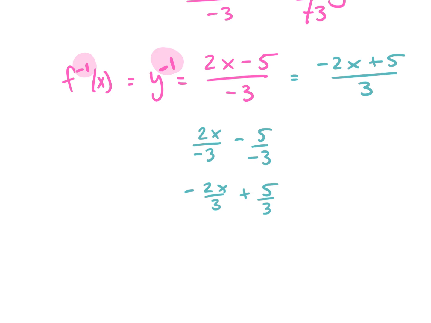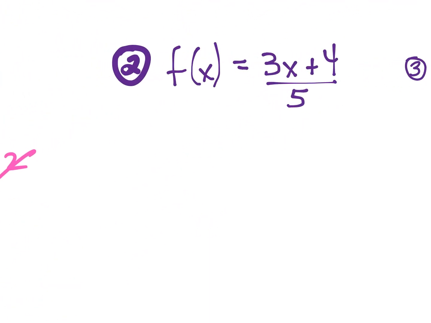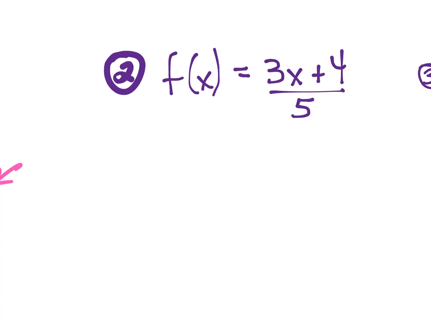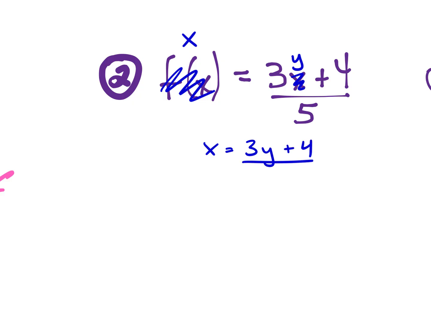Any questions here? Awesome. Let's look at 2. So what's the first thing we have to do here? Switch the x and y. So f of x is going to become x, and x is going to become y. So we have x equals 3y plus 4 over 5.